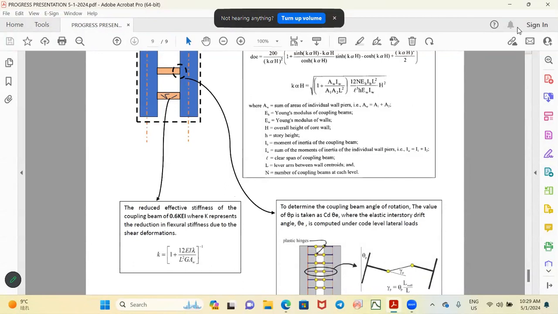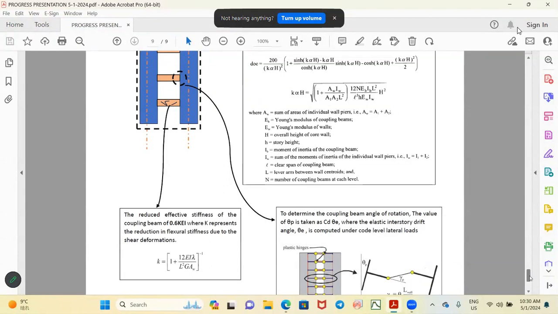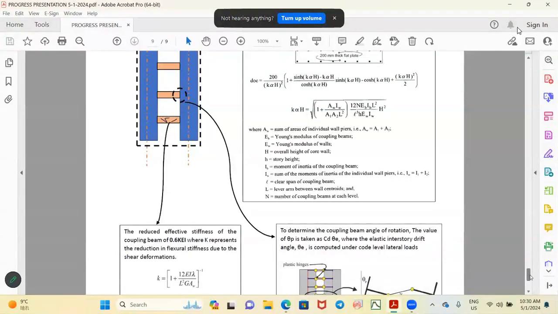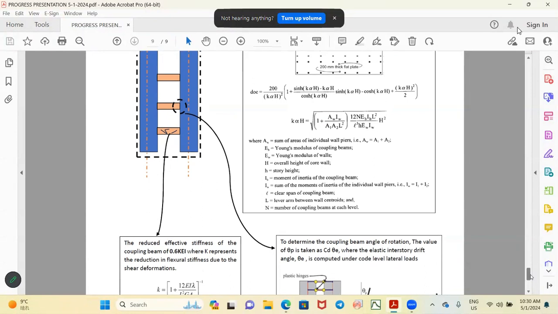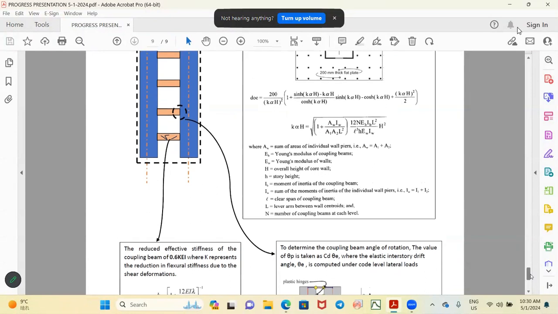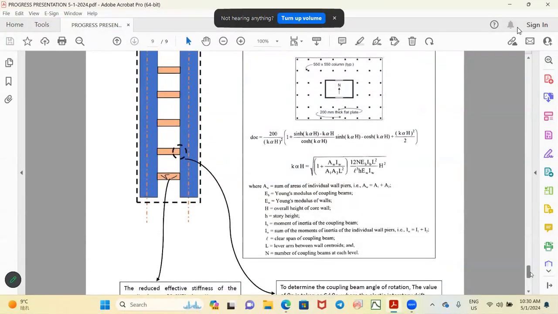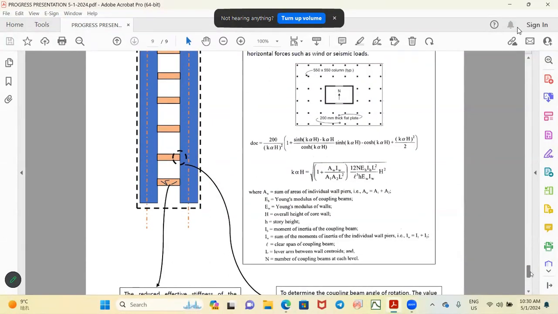So in this Harris paper, he assumed the beam will yield by flexure, or the beam is elastic. Yes, Sensei. But they assume plastic hinges at the end of the beam. Yeah, at the end of the beam, also at the base of the wall.